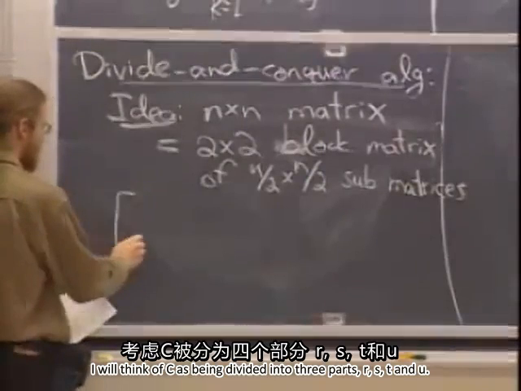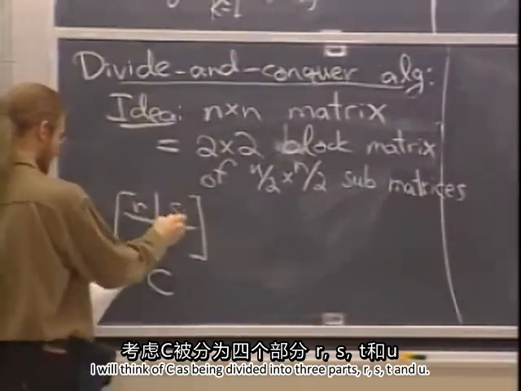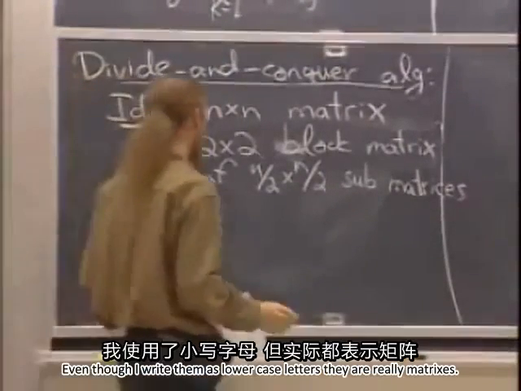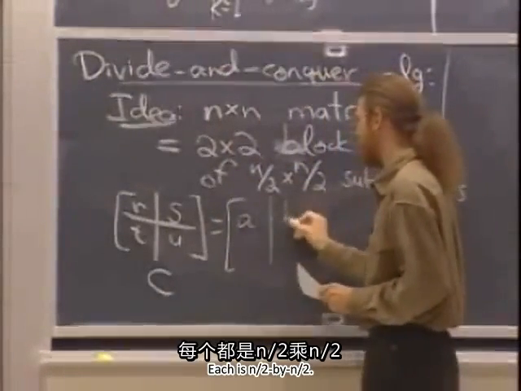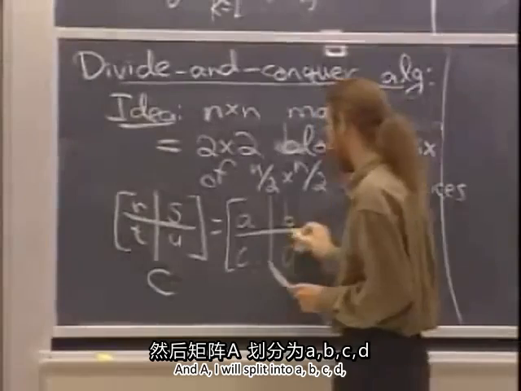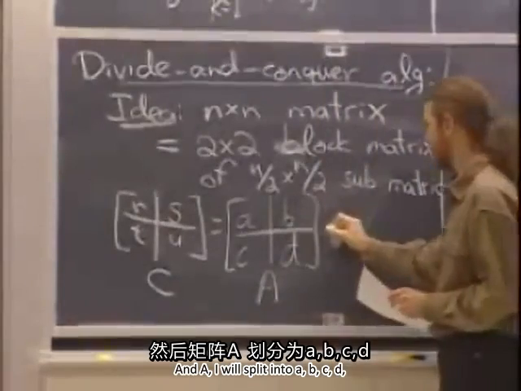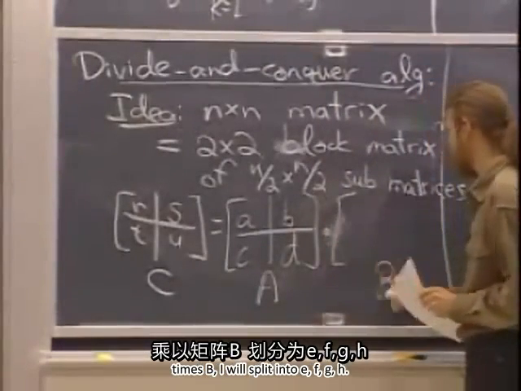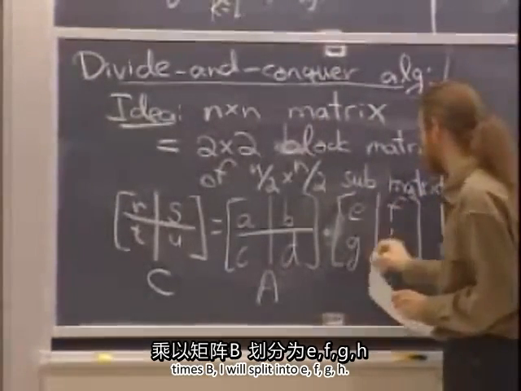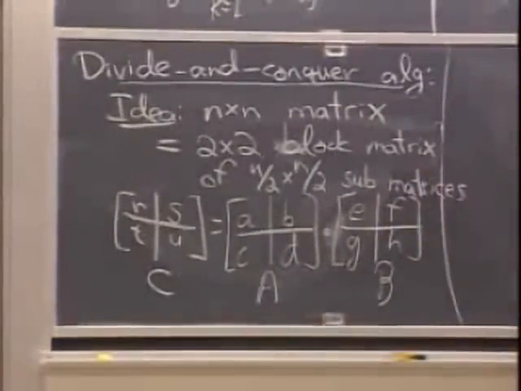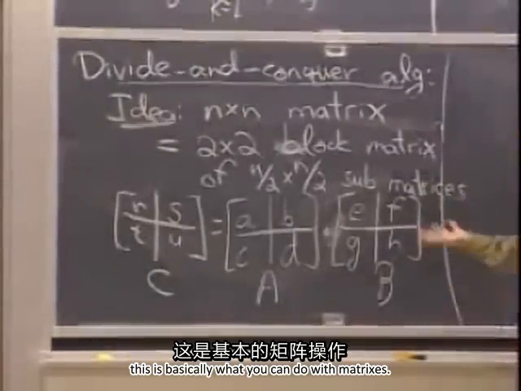I'll think of C as being divided into 3 parts, R, S, T, and U. Even though I write them as lowercase letters, they're really matrices. Each is n over 2 by n over 2. And A, I'll split into A, B, C, D, times B, which I'll split into E, F, G, H. Okay, why not? This is certainly true, and if you've seen some linear algebra, this is basically what you can do with matrices.